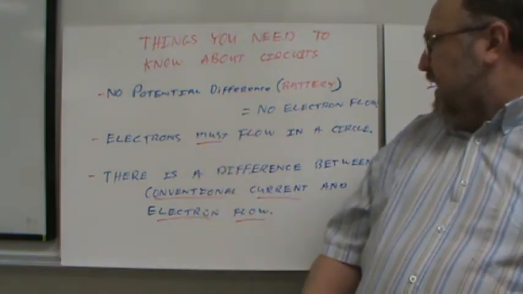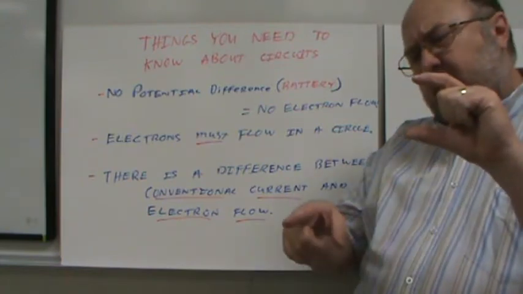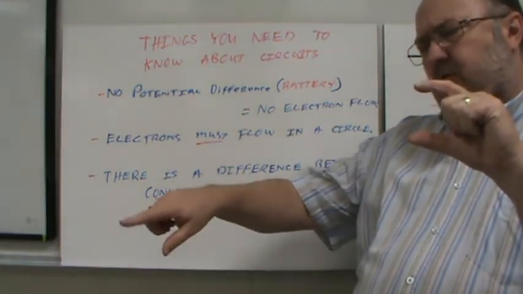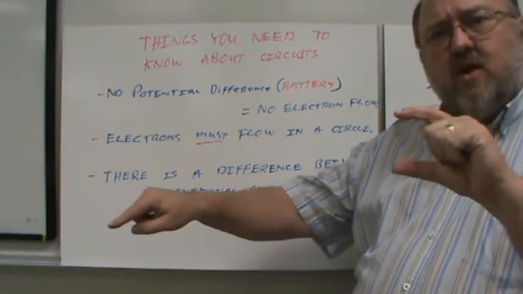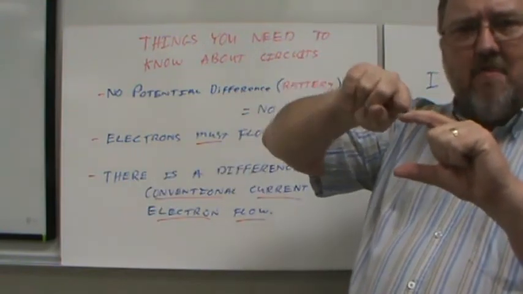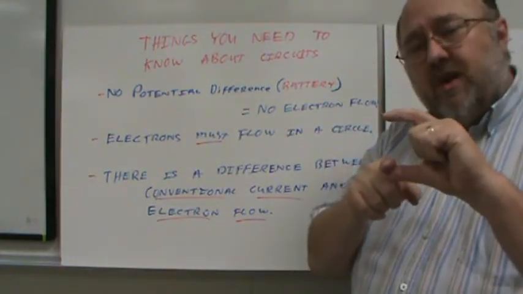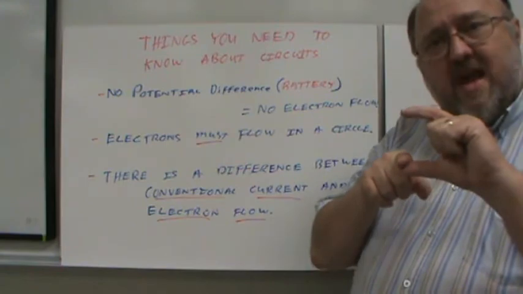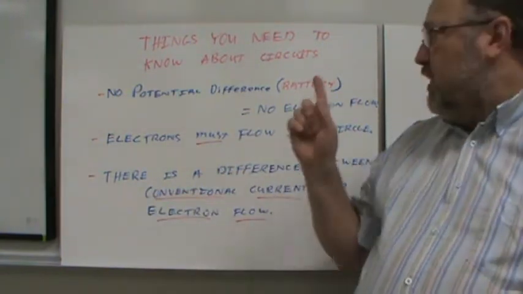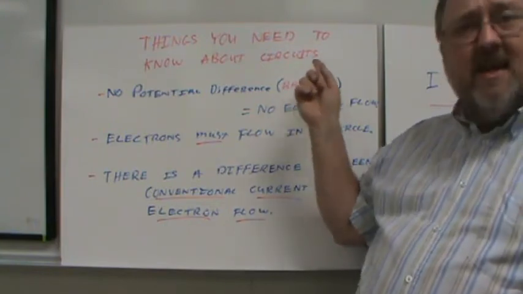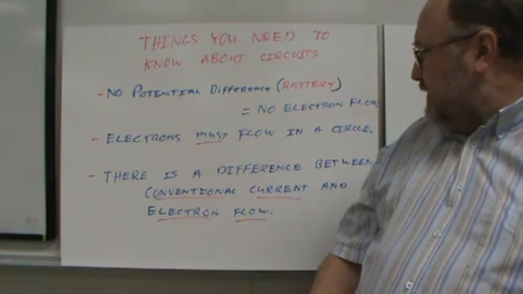Point two, electrons must flow in a circle. If I were to take a battery and hook a wire up to the end of it and put maybe a capacitor on there or some other assorted gizmos, nothing would happen. It's only when I then connect that wire back to the top side of the battery that something magical happens. You will never have electron flow if the wire is just hanging out in space. It has to go in a circle. We call them circuits. It has the same root as circle. So electrons must flow in a circle.